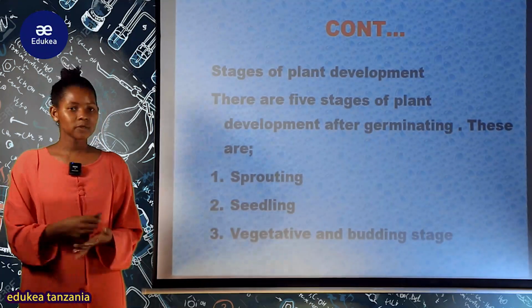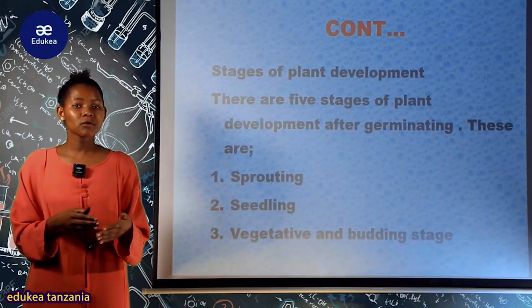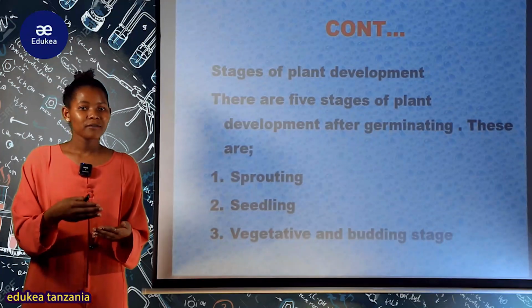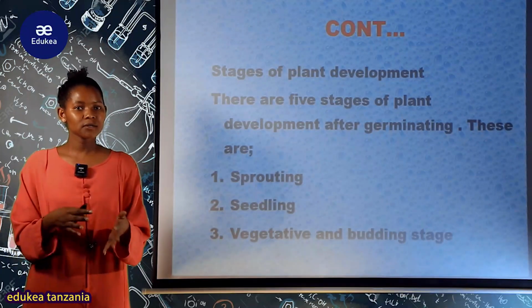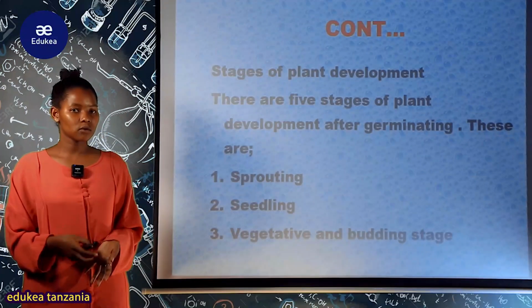Tukianza na sprouting. Sprouting ni ile stage ya kwanza kabisa ya ukuaji wa mmea, ambako kuna development ya viroots, pia vishoots, na roots hapo zinakuwa capable of taking nutrients from the soil, pia oxygen kwa ajili ya ukuaji.